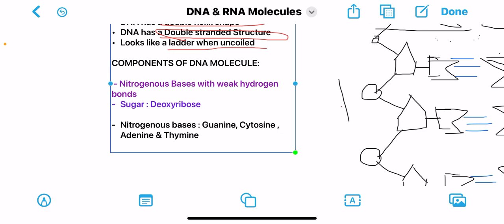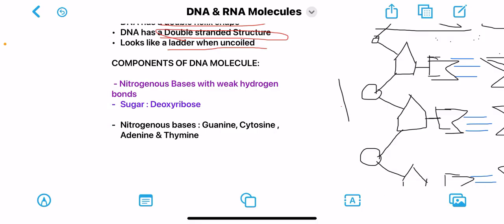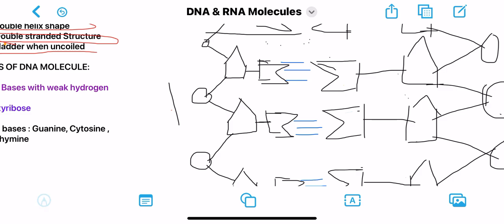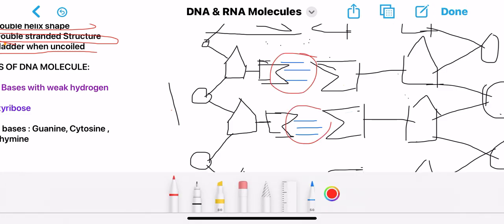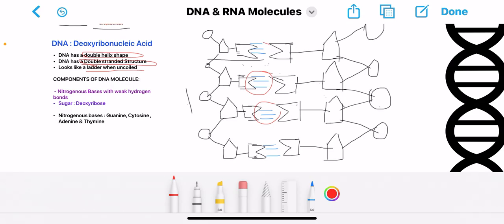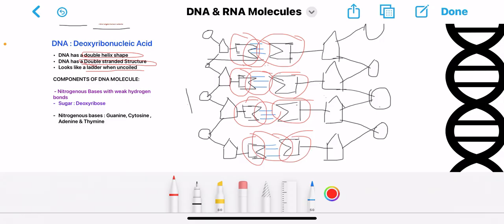Now we have the components of a DNA molecule. What are the components of a DNA molecule? Nitrogenous bases with weak hydrogen bonds. Now what are weak hydrogen bonds? Weak hydrogen bonds are these bonds. You see these blue lines here. They are hydrogen bonds which connect nitrogenous bases. Our nitrogenous bases are paired here. They are paired and joined together by these weak hydrogen bonds. Okay?